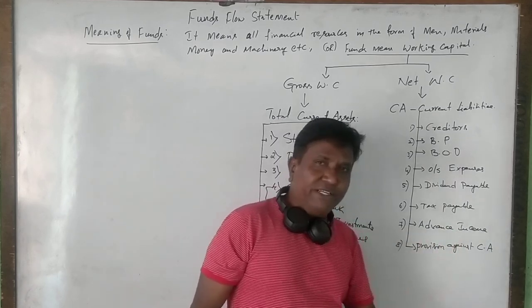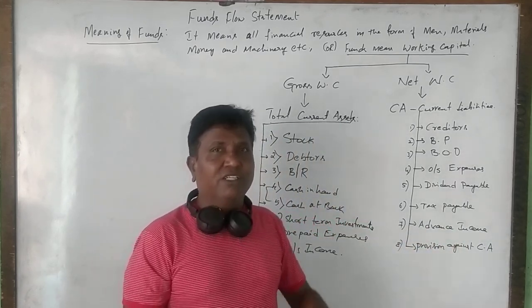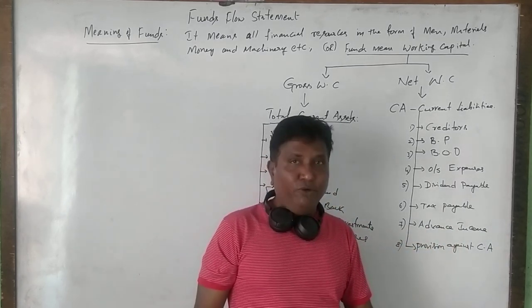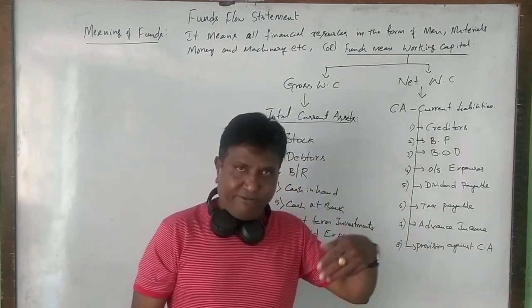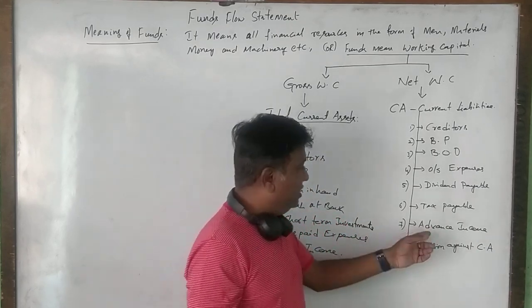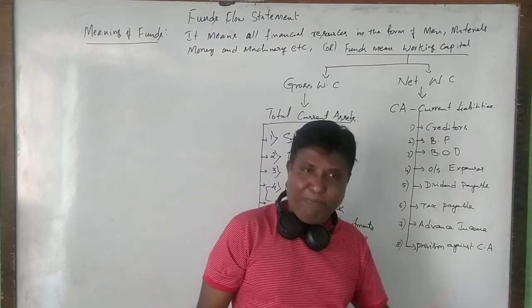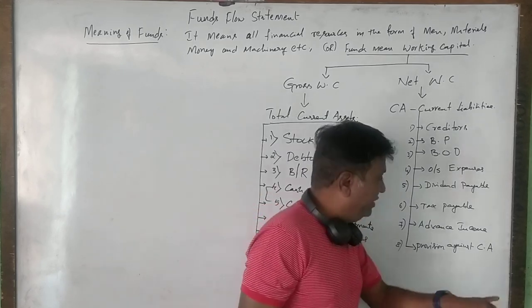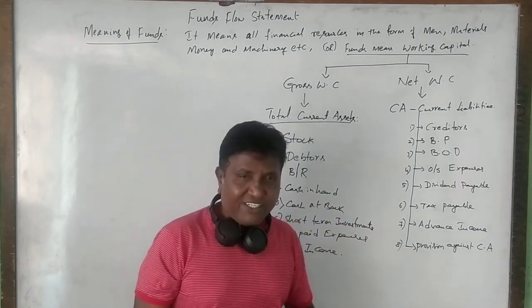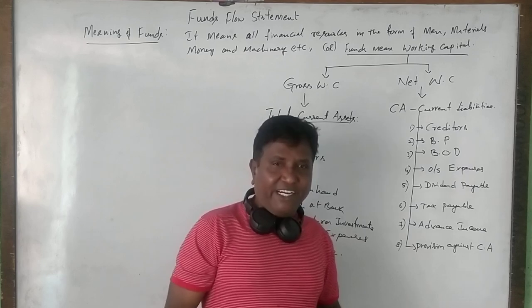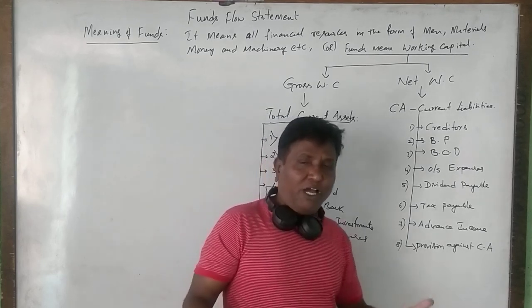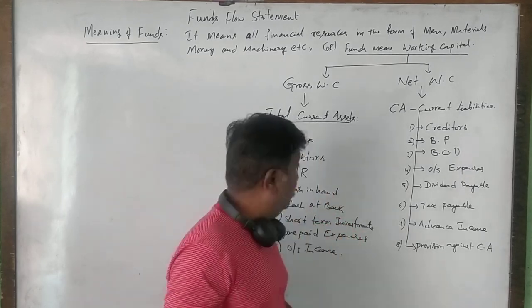Advance income: if you have received any income in advance for services which you are going to render in future, and your customer doesn't want your service, then whatever income you received in advance has to be repaid. Then provision against current assets. For example, when you sell goods on credit, all your customers may not be good debtors.